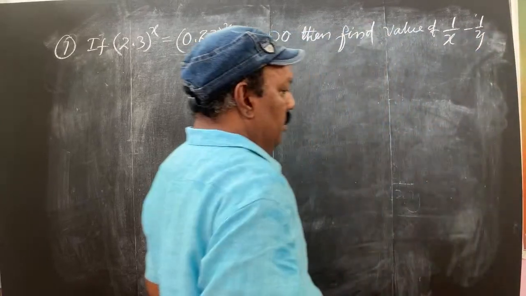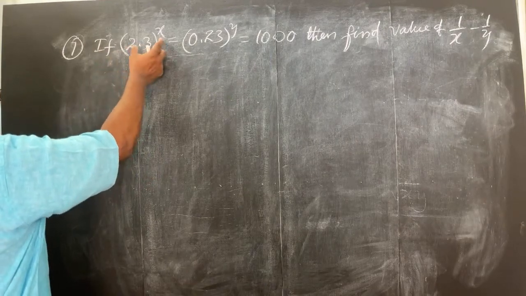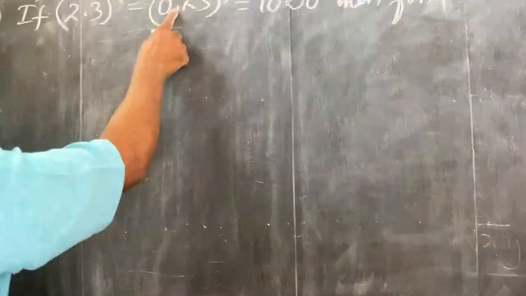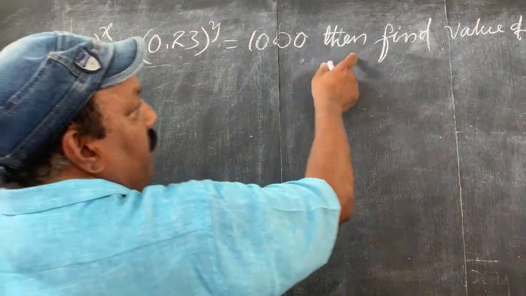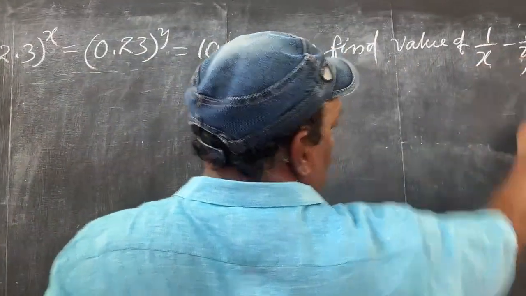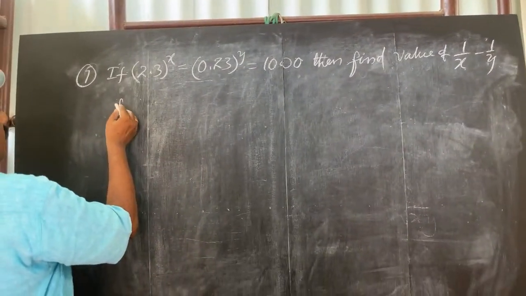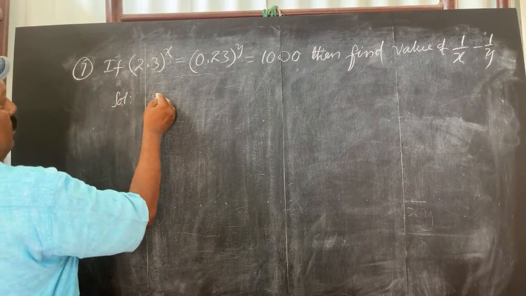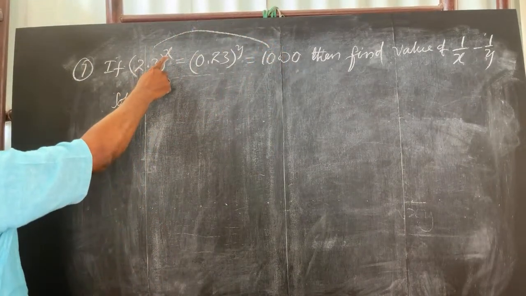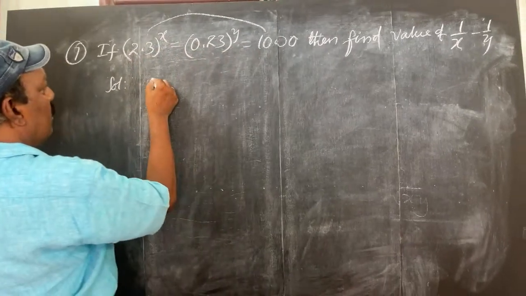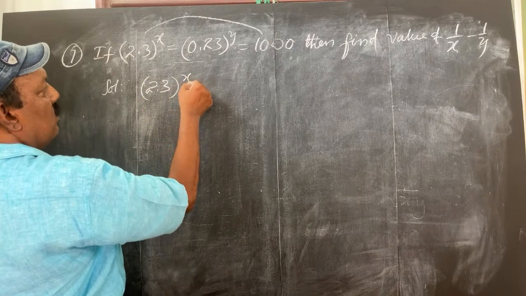This is the question. Once again, see the question carefully. If 2.3 to the power of x is equal to 0.23 to the power of y is equal to 1000, then find the value of 1 by x minus 1 by y. Now the solution is: first of all, we take the relation of this, (2.3) whole to the power of x is equal to 1000.